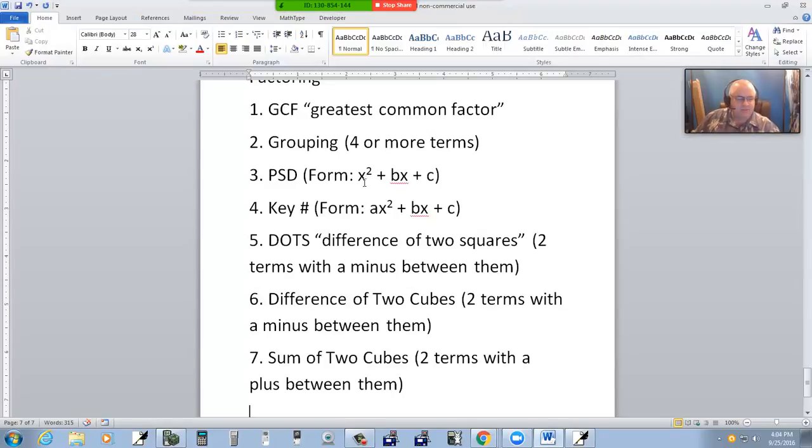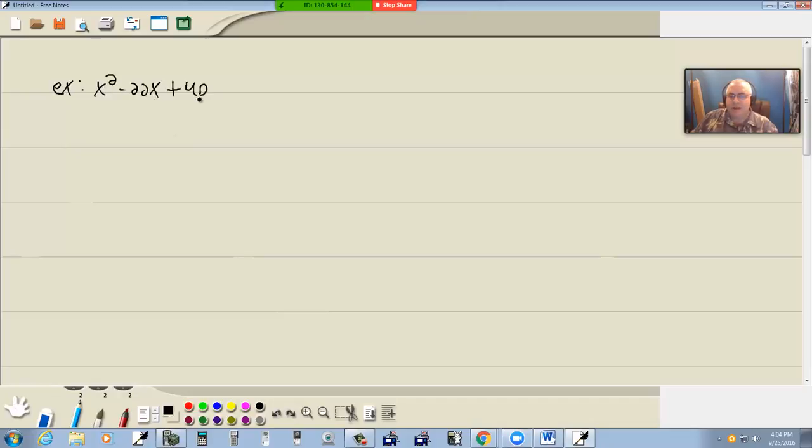PSD. Now specifically what we're looking for with PSD is an x squared, x, no x, and there's no number in front of the x squared. This is PSD. With PSD, we take the number at the end, ignoring signs. When I say the number at the end, I'm talking about the constant term here, this 40.